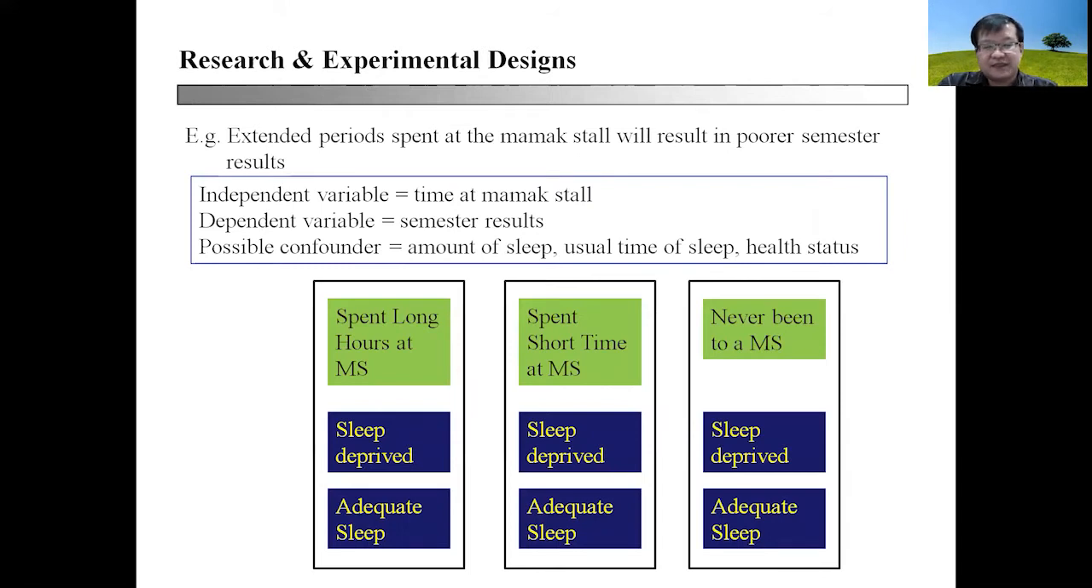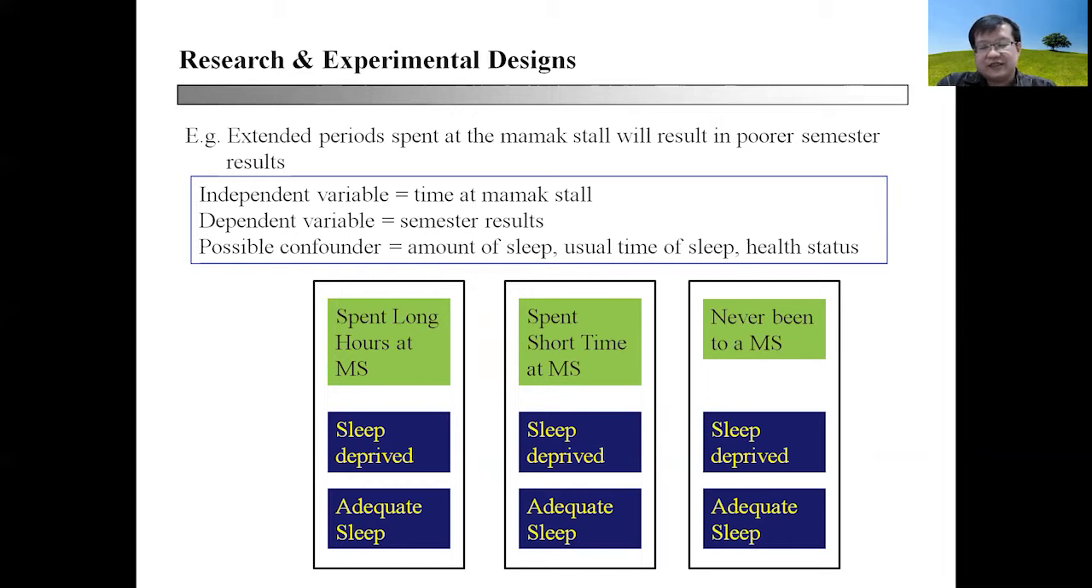Let's look at this particular example that I've been using again and again throughout this series of lectures. Suppose we postulated that extended periods spent at a mamak store will result in poorer semester results. In this case, you can see here, the independent variable will be time at mamak store, whereas the dependent variable will be semester results, because our aim is to try to link the time spent at mamak store with the semester results.